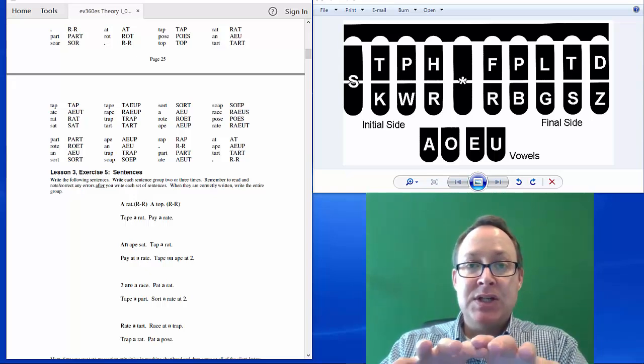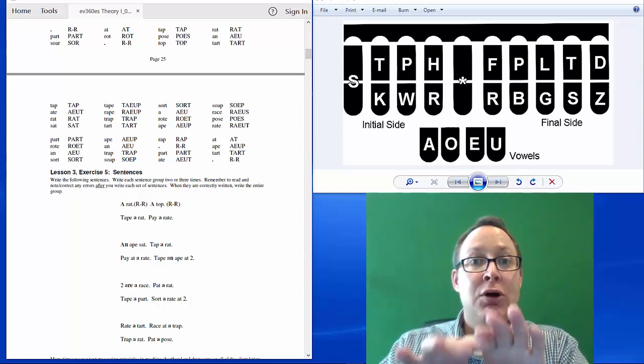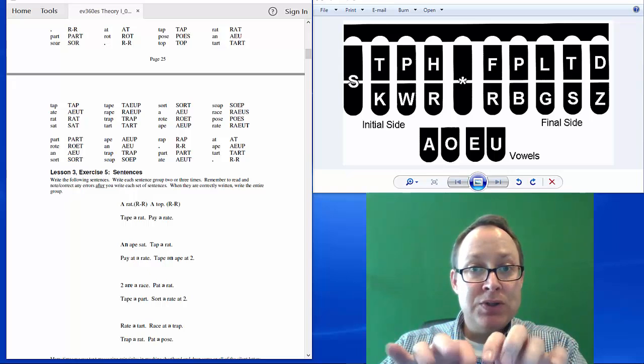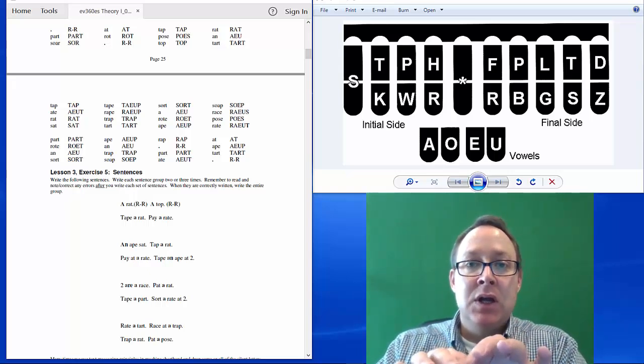One thing I do want to mention is not to move your wrists or your hands. Remember, you're only using your fingers to go to the letters or the combinations that you need to write each word as I dictate them.